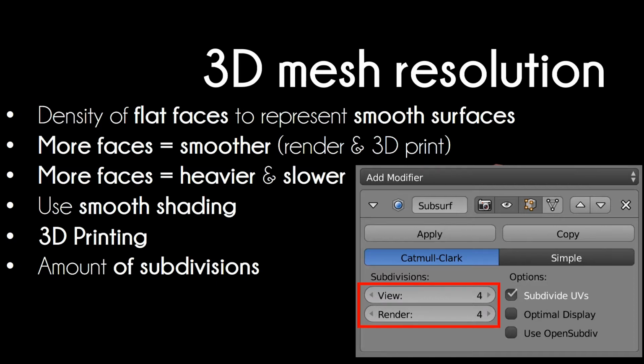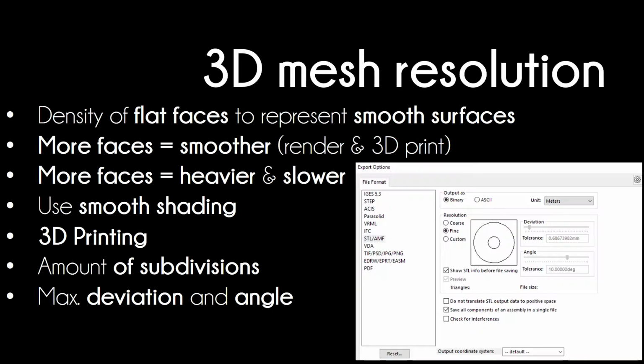If you are exporting your mesh from a 3D CAD program, just like SolidWorks, you'll be using a maximum deviation and angle. So while exporting your STL file, you can actually find the resolution over here under the options and set the deviation and angle yourself.